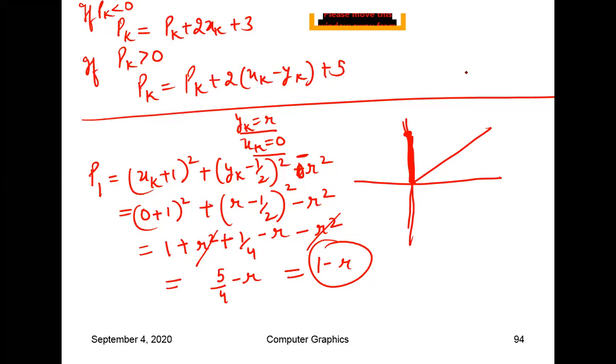Now what we'll do is we'll write the algorithm for this, how to make the arc. The first thing that we need is the radius of the circle. Suppose the radius is r. Now the first step is to calculate the decision parameter p. So p will be 1 minus r.